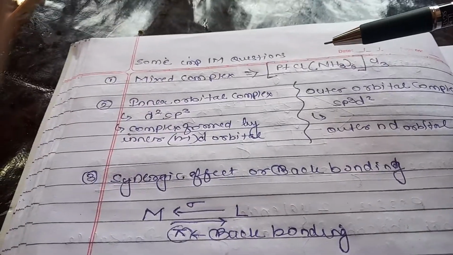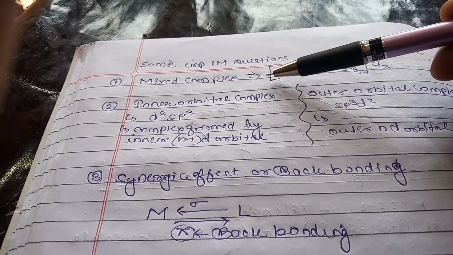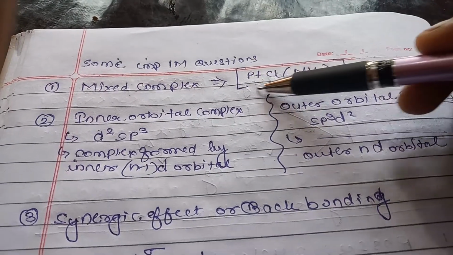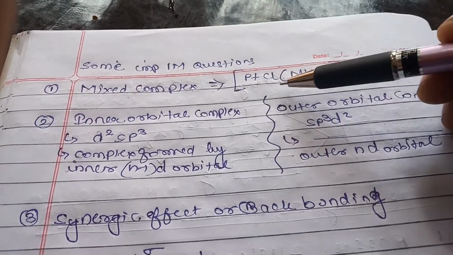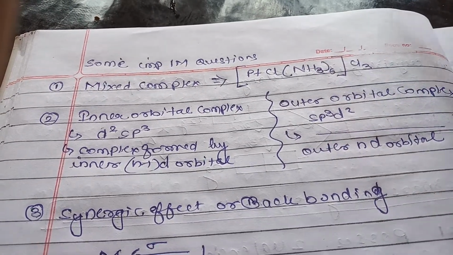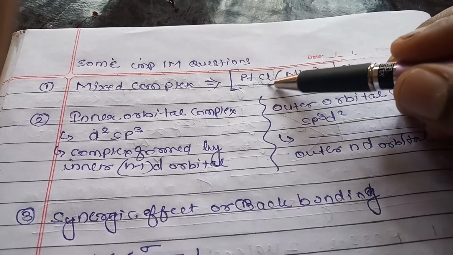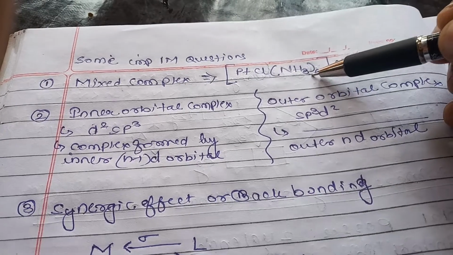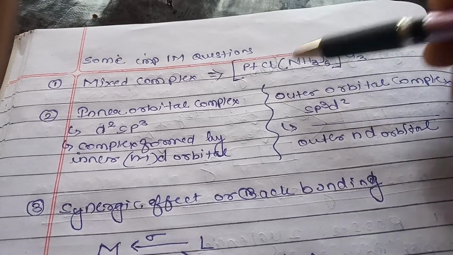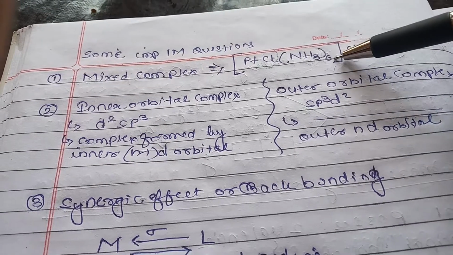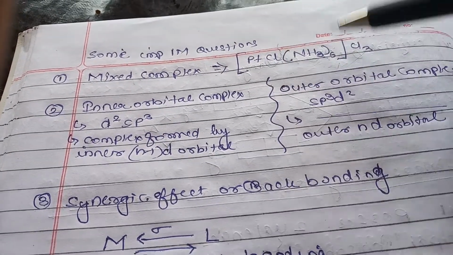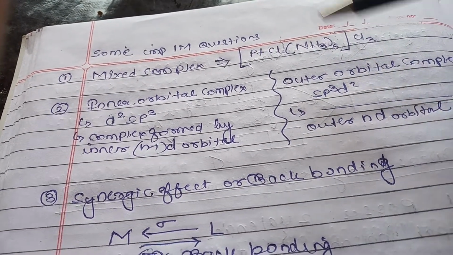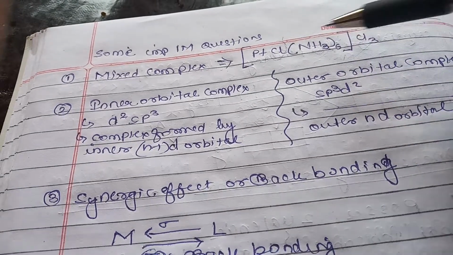The first question which is frequently asked in the paper is, what do you mean by a mixed complex? If someone says mixed complex, it means that in this coordination sphere, along with the metal, more than one different type of ligand will be there. Say, one of the ligands over here is Cl, chloride, and the other ligand is NH3, that is ammonia. If more than one different type of ligand is available in this coordination sphere, then this complex is said to be what? The mixed complex. That is, it is a complex which is a mixture of different types of ligands.